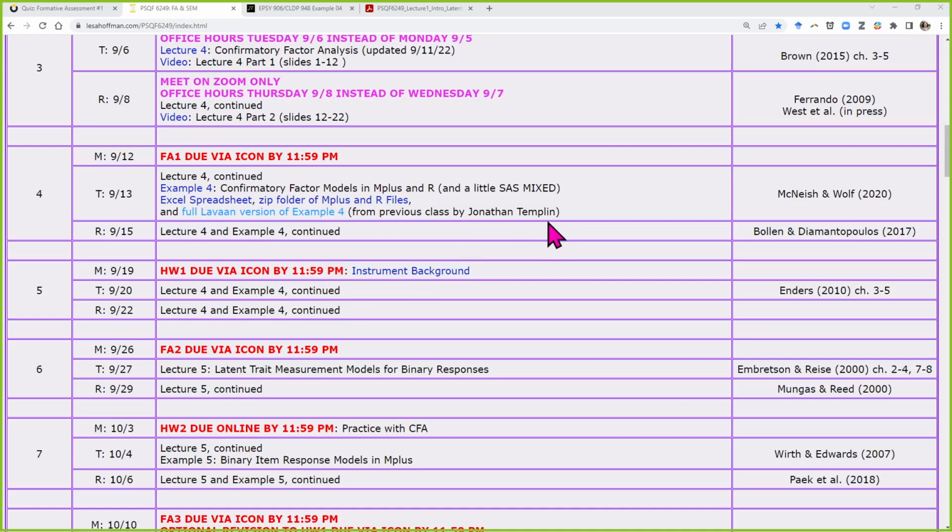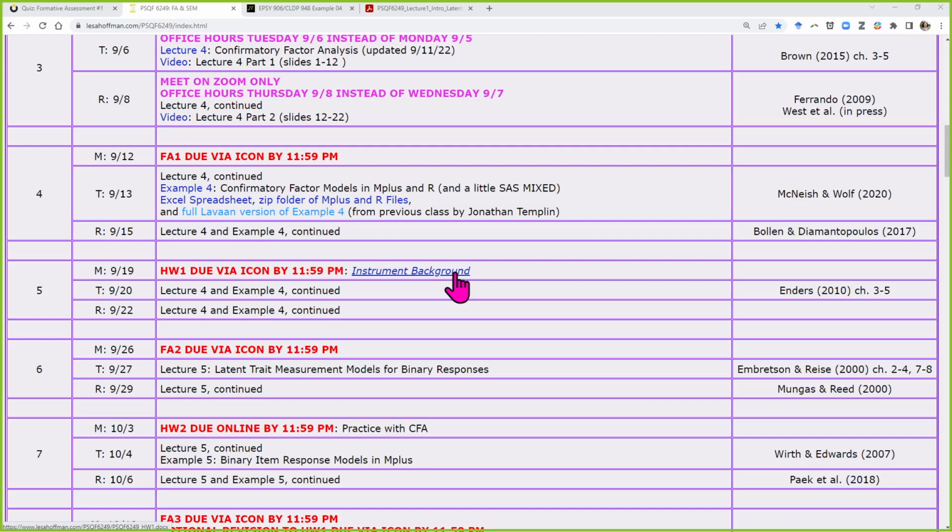Okay, so today we have formative assessment number 1 to go over. A week from yesterday, your first homework is due. So instrument background, it's a Word document. When you click this link, you can type in it and send it to me. That's my intent. And I've spoken to several of you about what data you want to use.